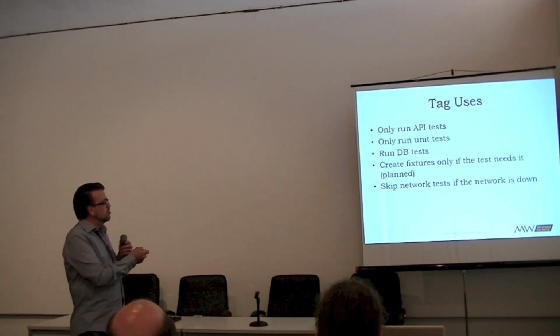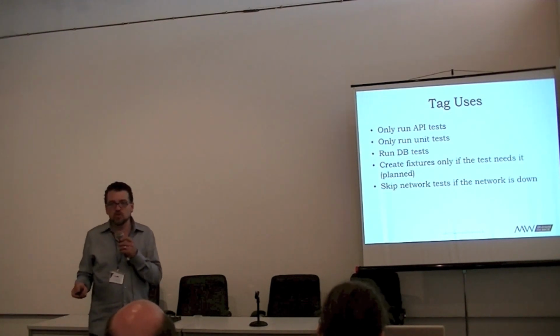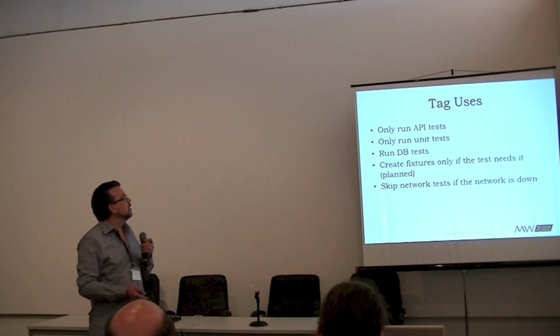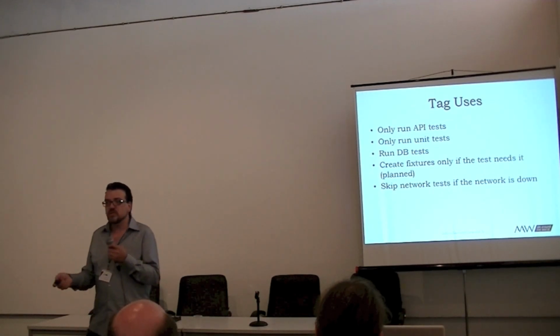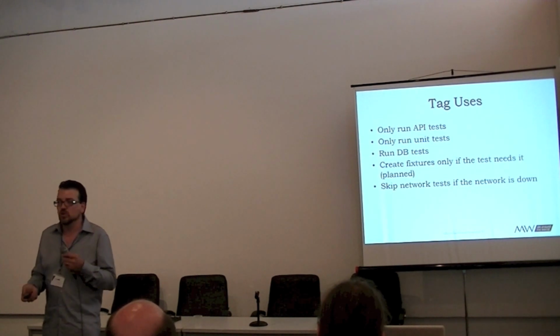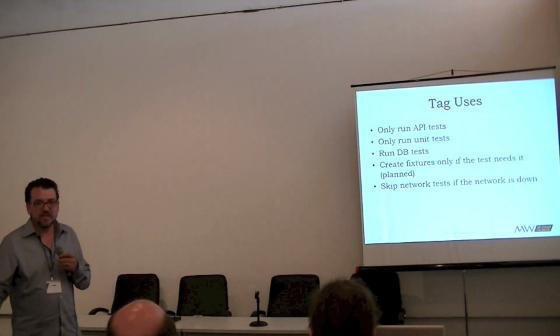So you can tag users, use them only to run your API tests, and that's a great thing to run your code coverage against, not your entire test suite. Only run your unit tests if you just want to run those. You know, these are tests that I only want to run on a smoker. Maybe your Jenkins instance is saying, I want to run these instead.